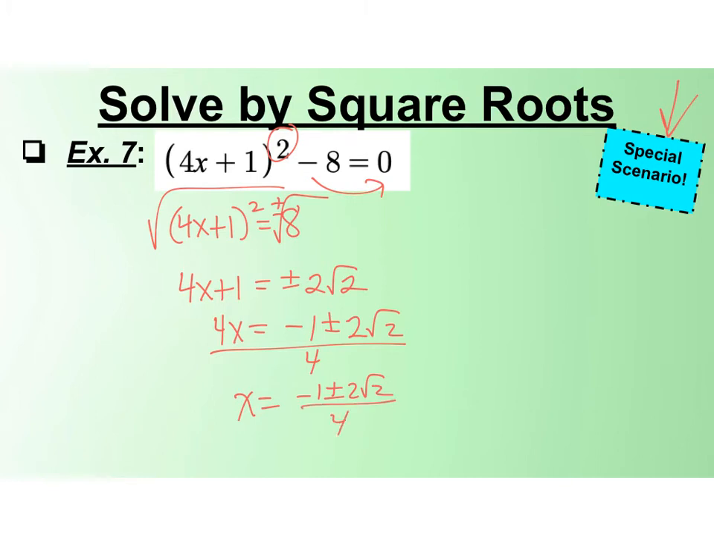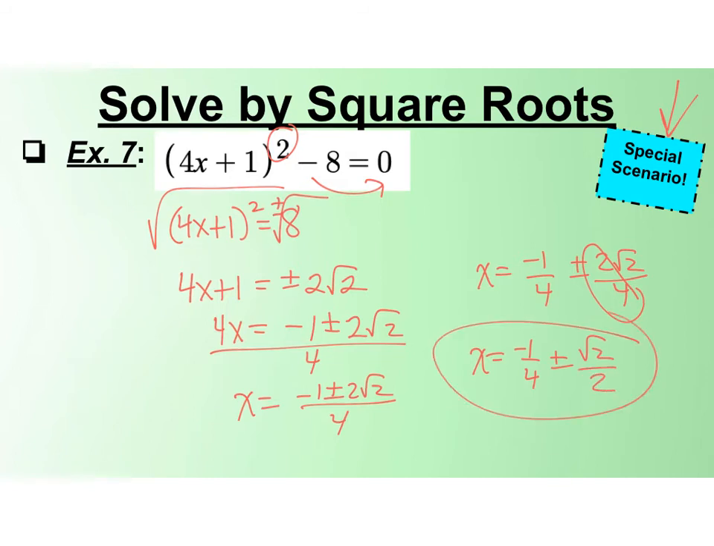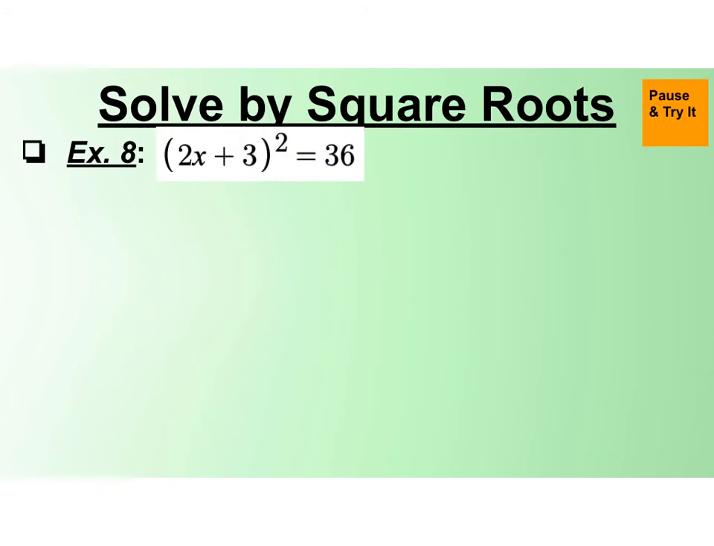So I would like you to separate your fractions. So we're going to get x equals -1/4, because the 4 goes under the -1, and then plus or minus 2 root 2 over 4. This piece can be simplified. So it becomes -1/4 plus or minus root 2 over 2. Those would be my 2 exact answers. Pause and try this.